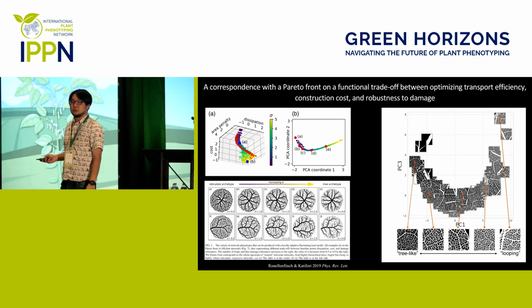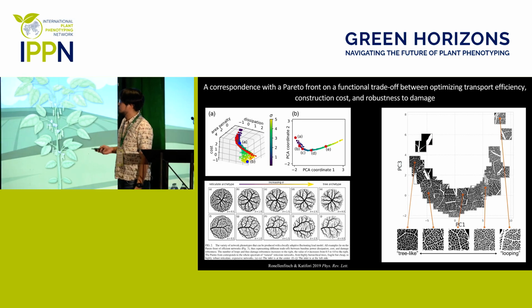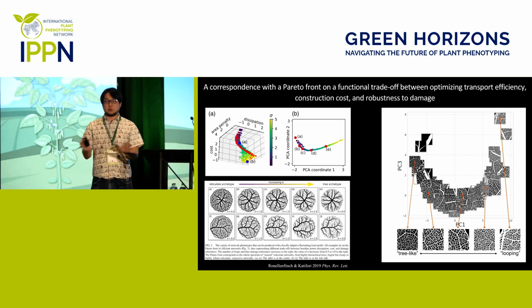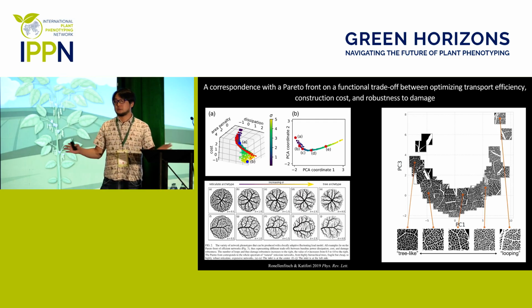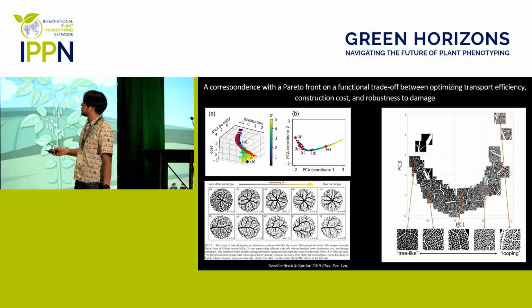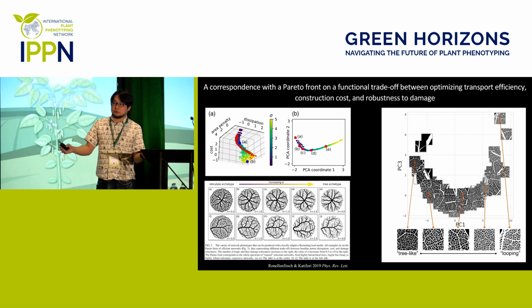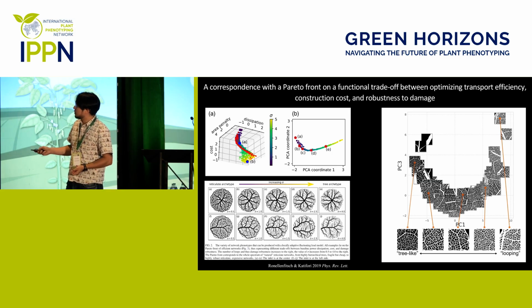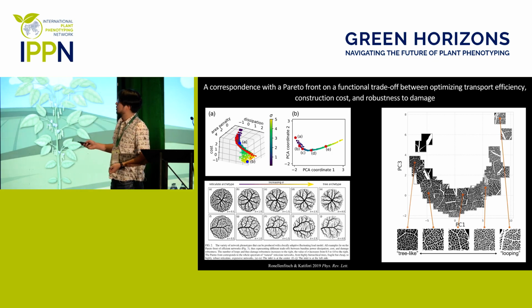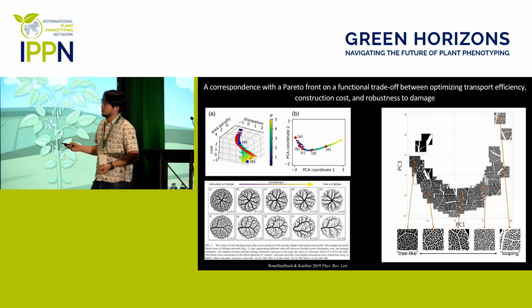So we found a very good previous study. In this study, the authors explored the optimal network structures under the 3 functional demands. One is the transportation efficiency, the second is the construction cost of the network, and the third is the robustness to damage. They tried to find the optimal network in these 3 functional spaces. Then they finally found this red region as a Pareto front against these 3 functional demands.